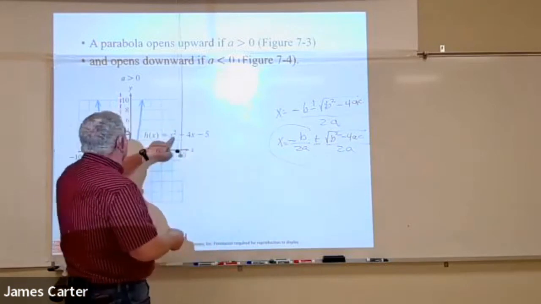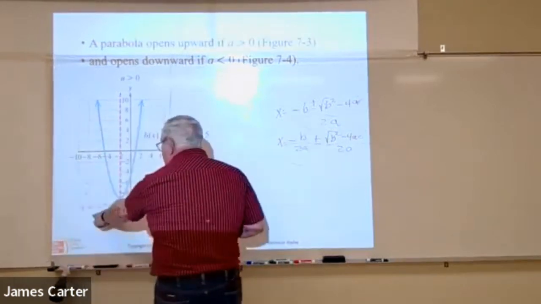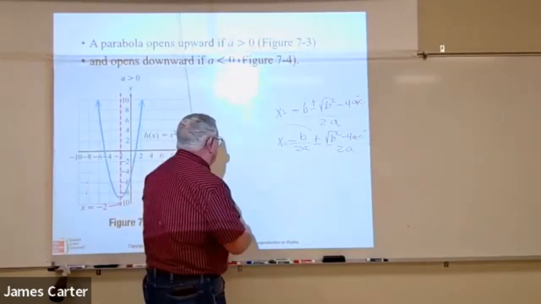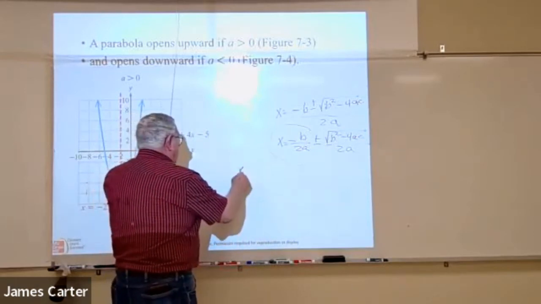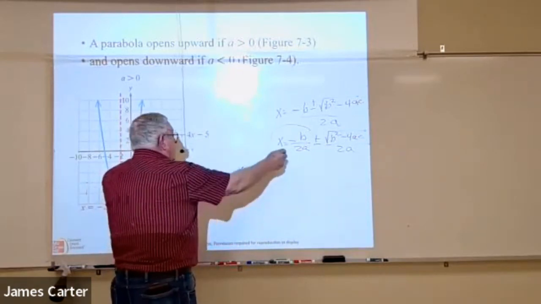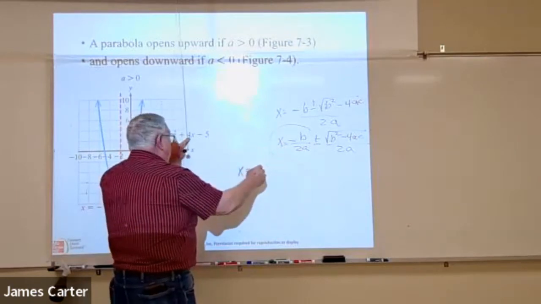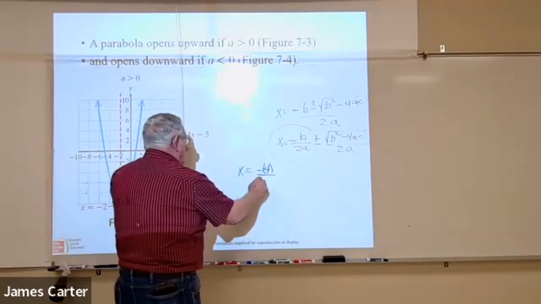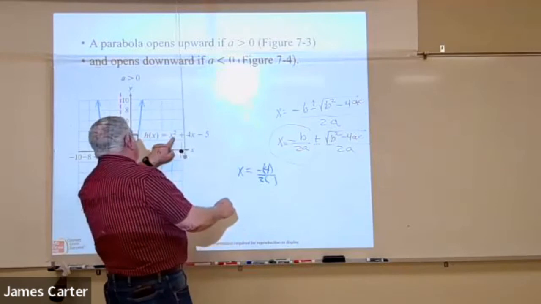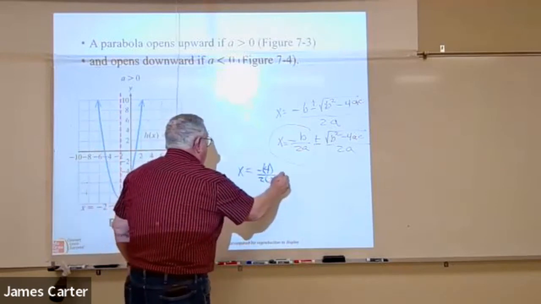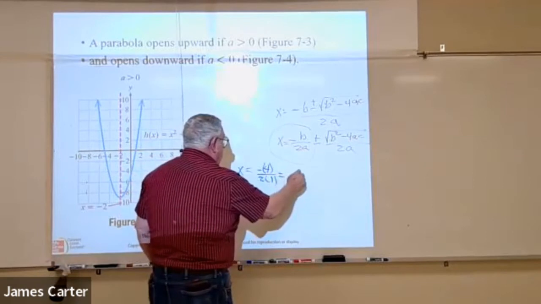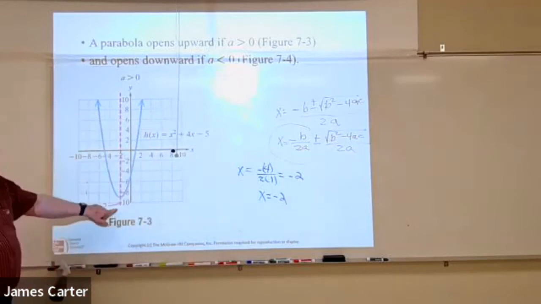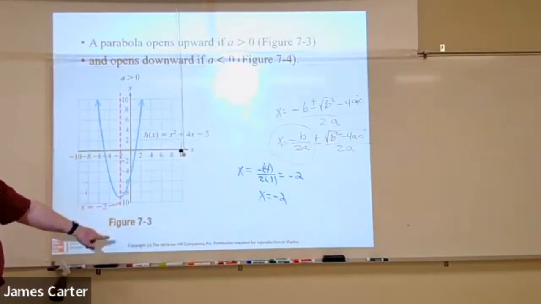Let's take that formula and put this equation in it and see if we get x equals -2. If we don't, then we got a problem. So x equals, a is 1, b is 4. So -4 over 2 times a, which is 1. Okay, which equals -2. X equals -2. Line of symmetry. Okay.